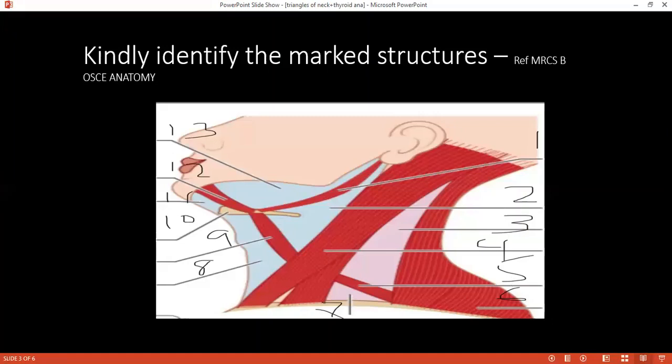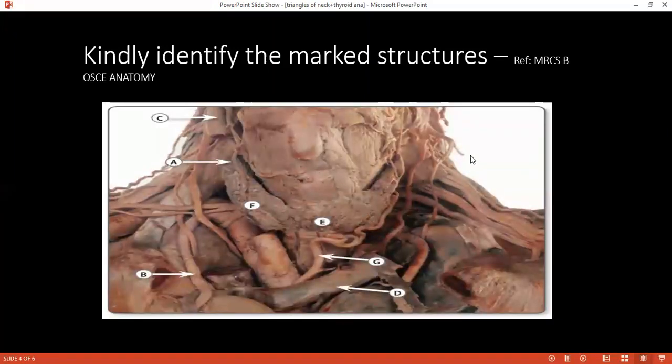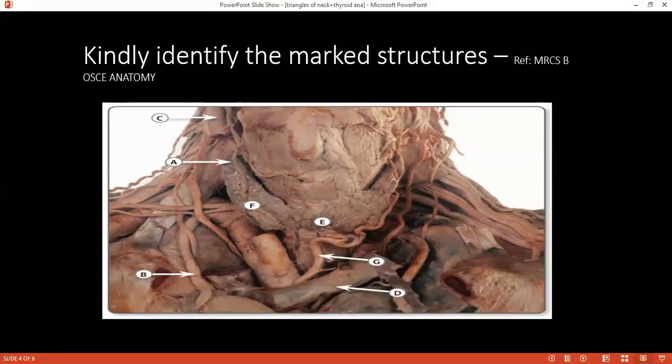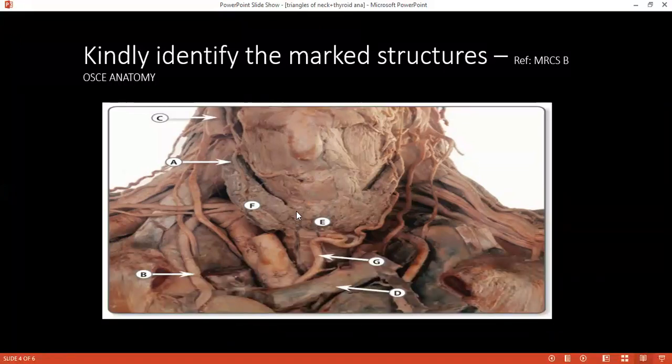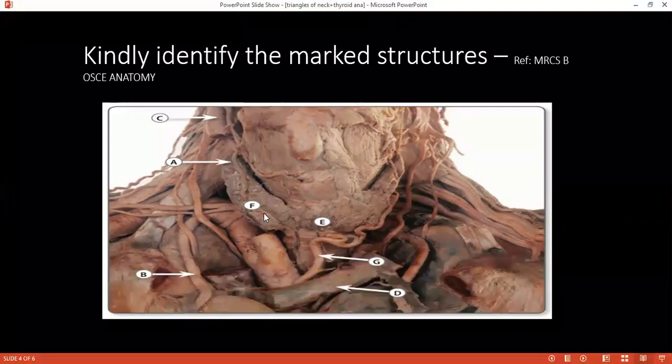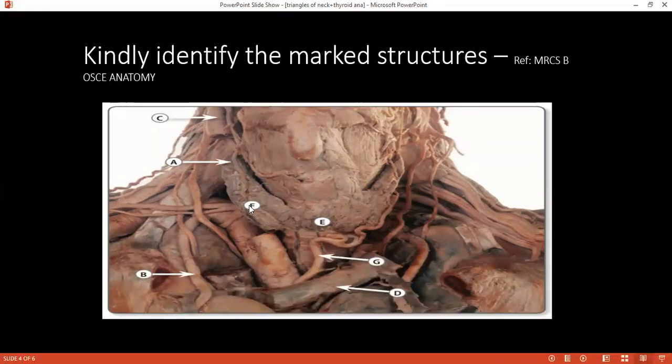Okay, can you please tell me, what are you looking at now? I'm looking at the anterior surface of the neck with vessels and certain glands. And anterior dissected section of the neck, yes. And with viscera, can you identify this viscera, which is this big in front of the neck? Yes. F is the right lobe of the thyroid, with E being the isthmus of the thyroid. So this is the thyroid gland.